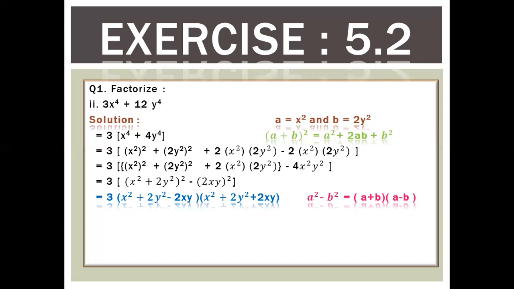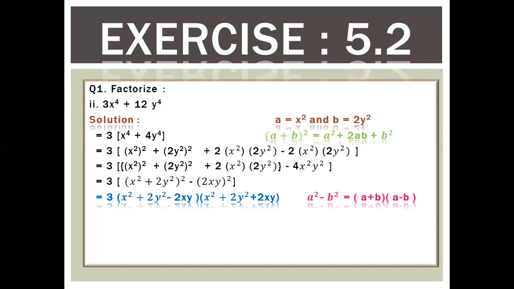Here we have only two terms, but to complete the formula we need three terms. And in algebra, if you add any number in the expression, you must subtract the same number from the same expression. It means that we do the addition and subtraction at the same time in the algebraic expression.